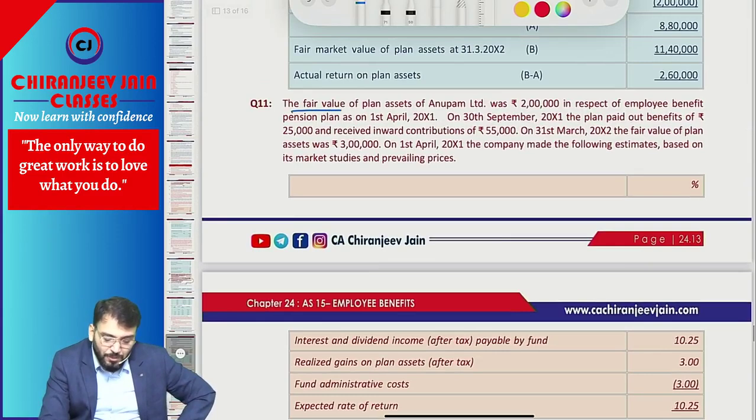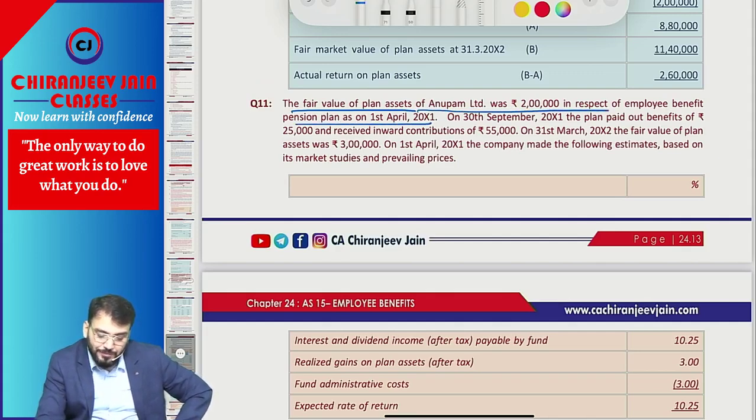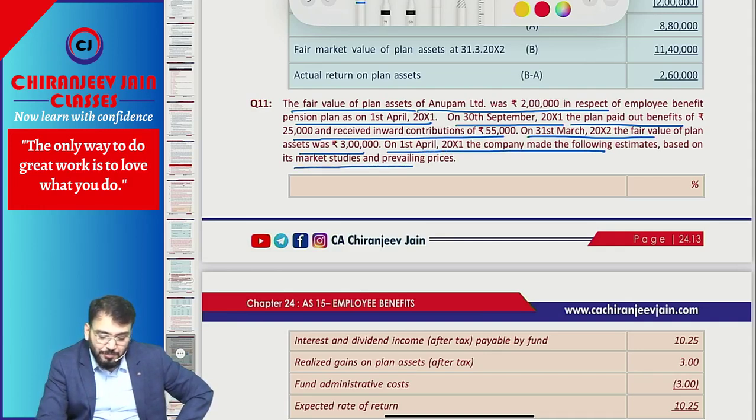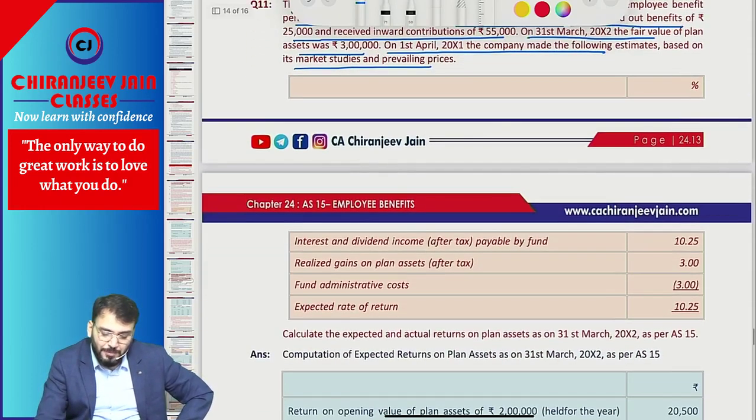Now, question 11. The fair value of plan asset of Anupam Limited is 2 lakh in respect of employee benefit pension plan at the beginning of the year. On 30th September 2001, the plan paid out benefit of 25,000 and received inward contribution of 50,000. On 31st March 2002, the fair value of plan asset is 3 lakh. On 1st April 2001, the company made the following estimate based on its market studies and prevailing prices. You can see they have given this as expected rate of return.